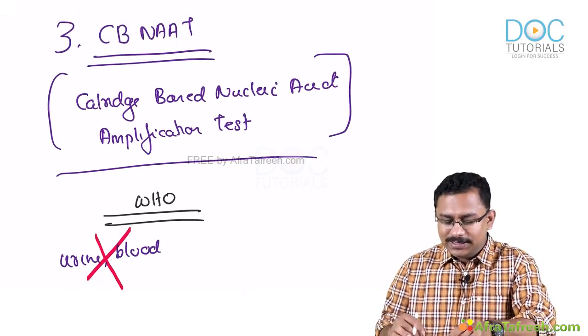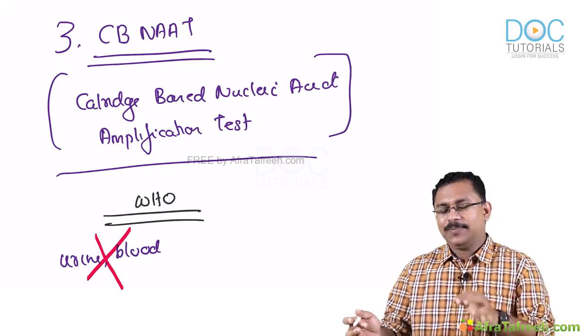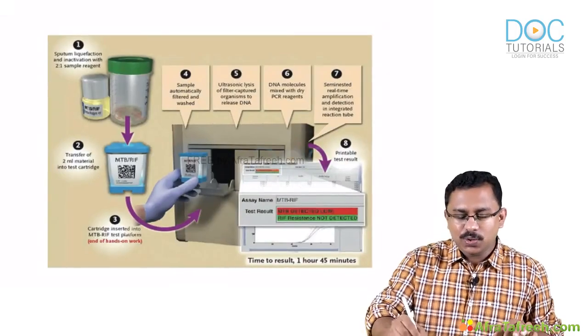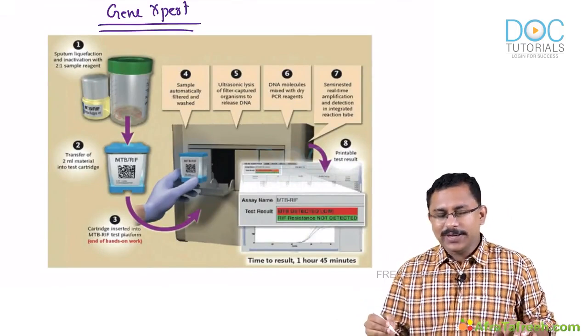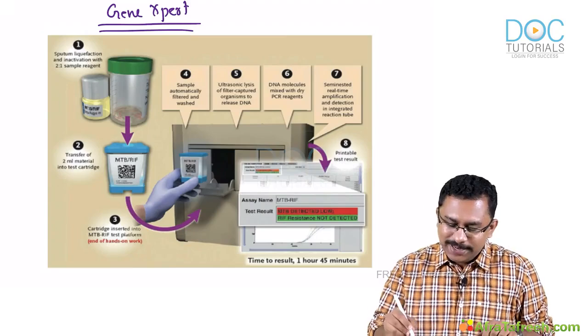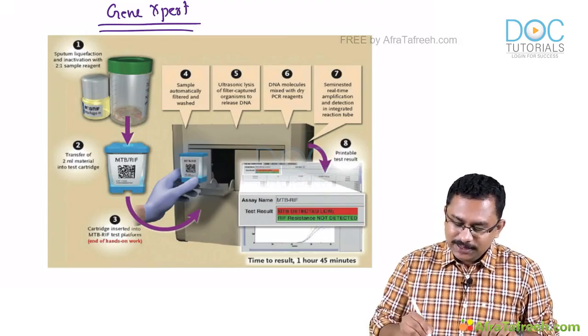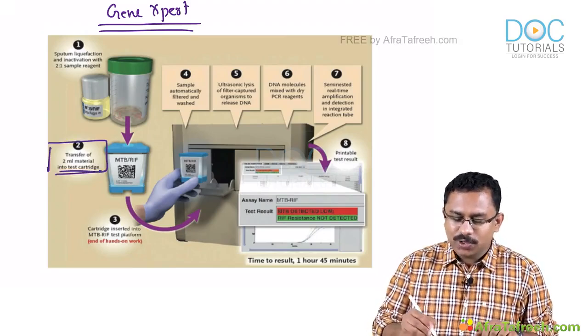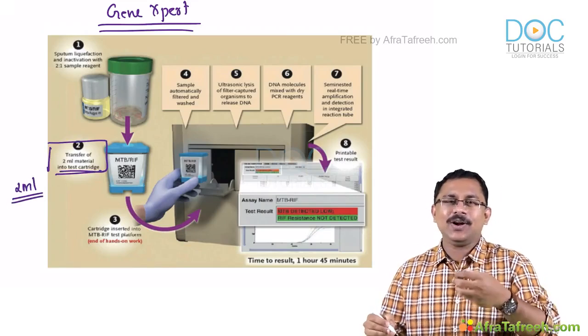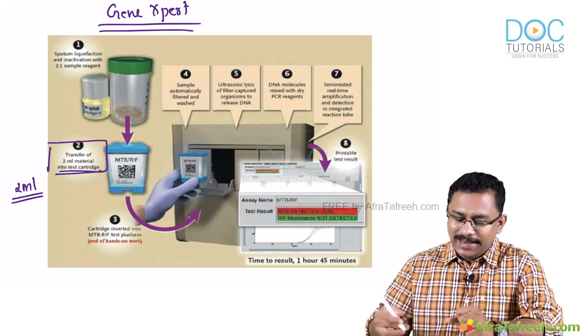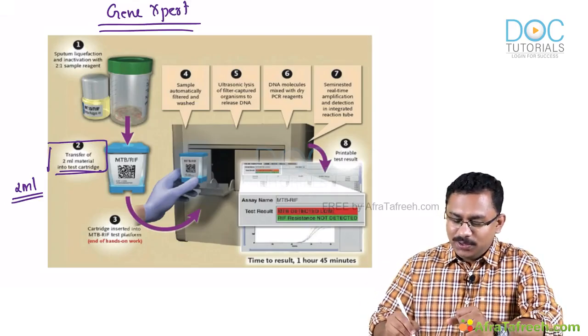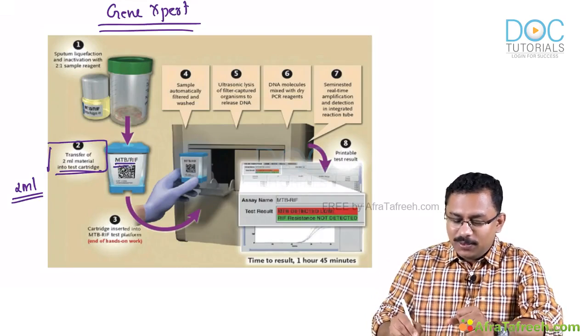The instrument in which, I'll just show you the makeup of the instrument. So the instrument in which you do this is called a gene expert. Gene expert. So I told you this is a cartridge based nucleic acid amplification test. So for testing it, you require 2 ml of whatever specimen you are taking, that is put into this cartridge, and then you are actually trying to... you see, one more point I forgot to mention.